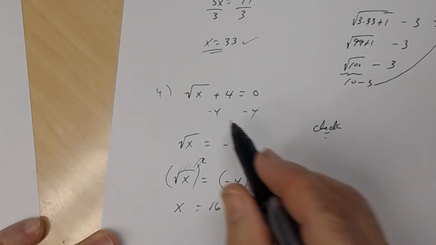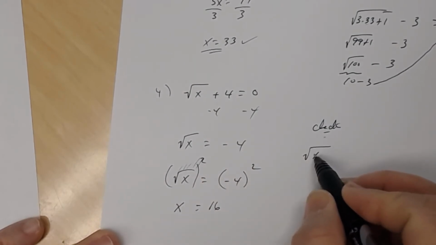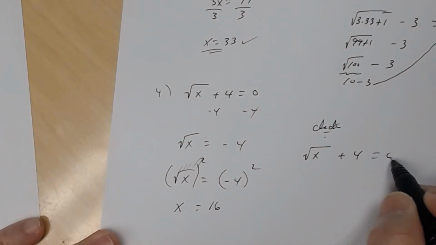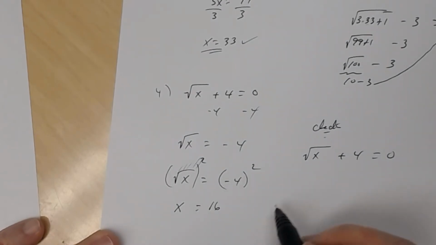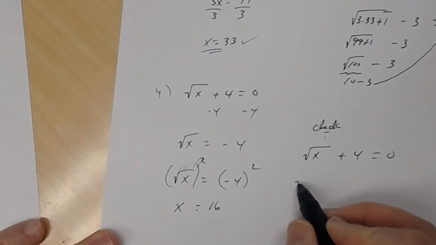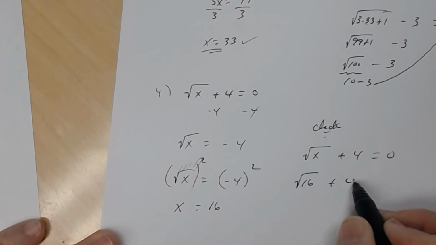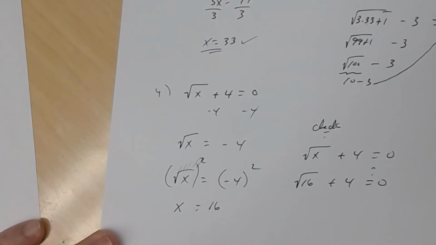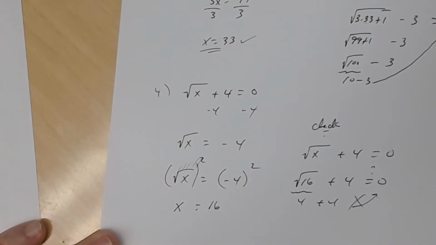Okay, now let's check this. So I'm going to go back to the original problem. Here's my original problem. And so in place of the variable x, I'm going to substitute 16. So I get the square root of 16 plus 4 equals 0. That's what I'm looking to see if that's equal to. Well, the square root of 16 is 4, but 4 plus 4 does not equal 0. 4 plus 4 is 8. So then you got to think about this. Why is 16 not a solution?